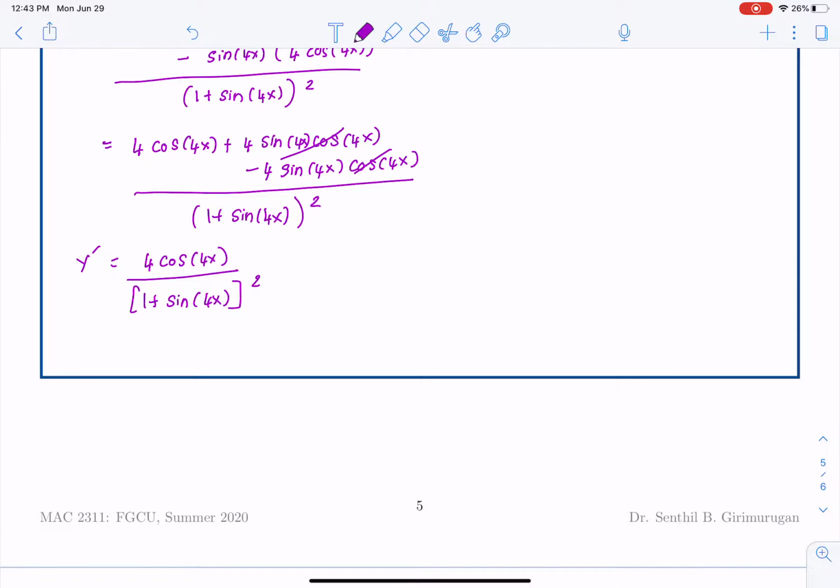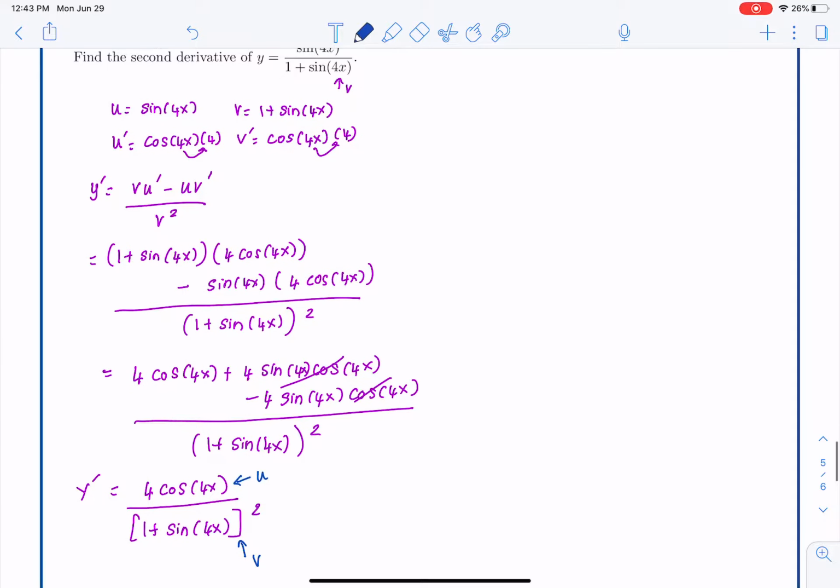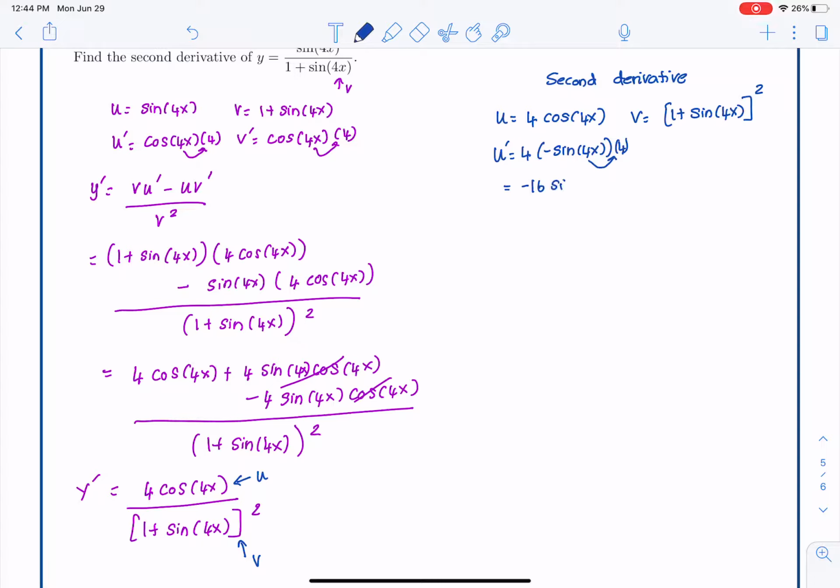That's the first derivative. To find the second derivative, I am going to treat that as u and that as v. So u would equal 4 cosine 4x. v is 1 plus sine 4x squared. U prime is 4. Derivative of cosine 4x is negative sine 4x. Use chain rule. The derivative of 4x is 4. So we get negative 16 sine 4x.